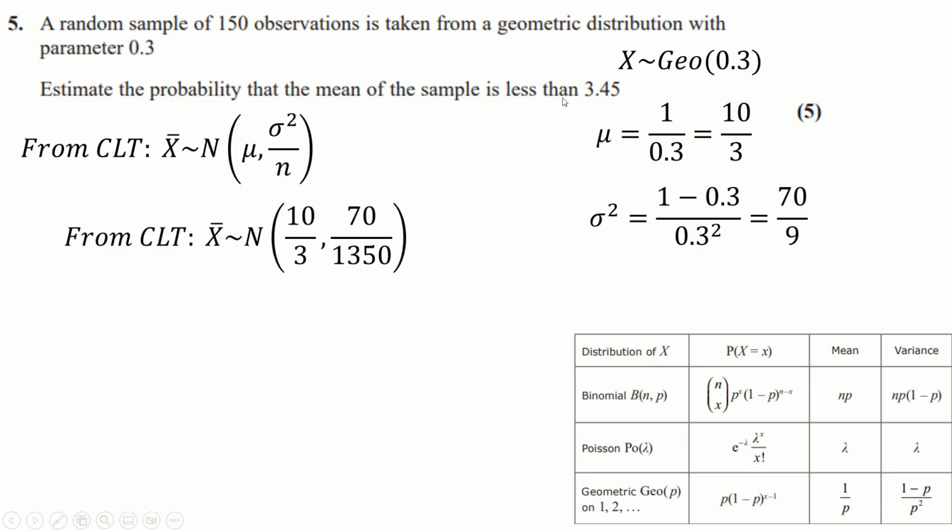We can just work out the probability of being less than 3.45 now. Remember, when you do this in a calculator, you need to use this as your mean, and you need to use the square root of this as your standard deviation, and we'll have this result here, which will be the answer, and it's a very quick question done, as long as you just know the central limit theorem idea, which is this.